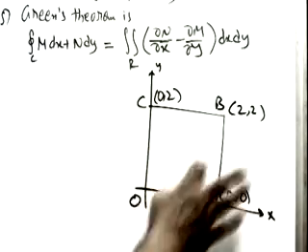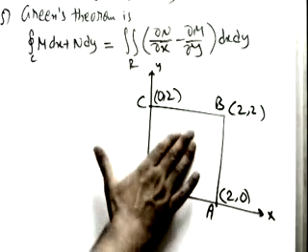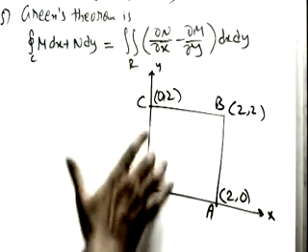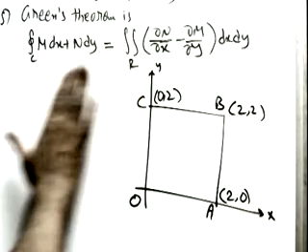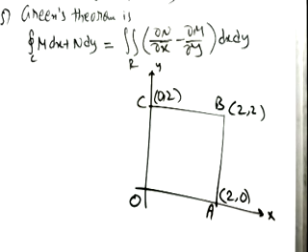Then we have to go to the surface integral. This is the region R, the region inside the curve. So we have to solve this later. First let me see the line integral over the curve.